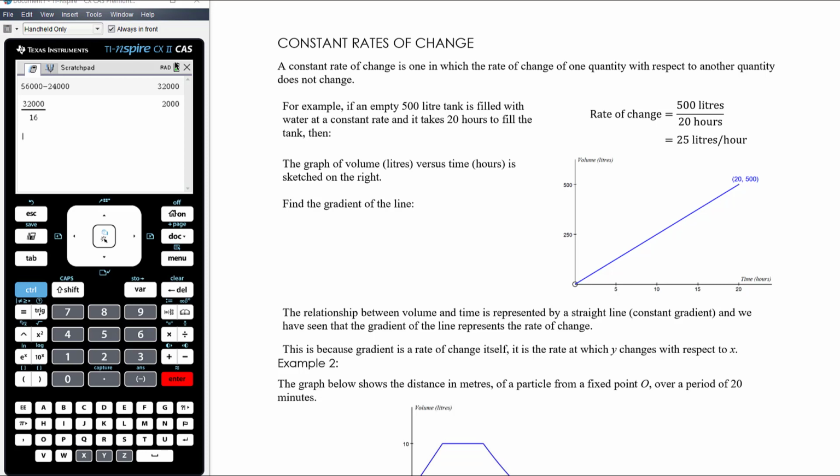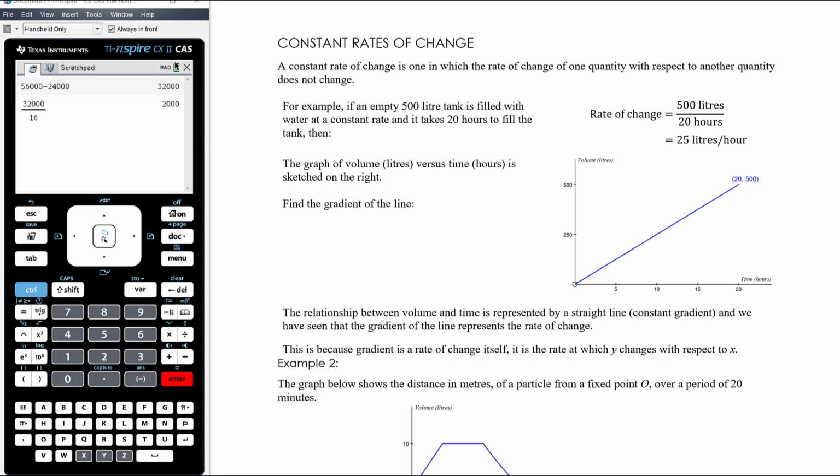So, for example, if we had an empty 500-litre tank, and it's being filled with water at a constant rate, and it takes 20 hours to fill the tank, then it's a constant rate of change. It means we took 20 hours to fill 500 litres, so the rate of change of the volume with respect to time is 500 divided by 20, or 25 litres per hour. And that's a constant rate of change, so that literally means every hour we gain exactly 25 litres.